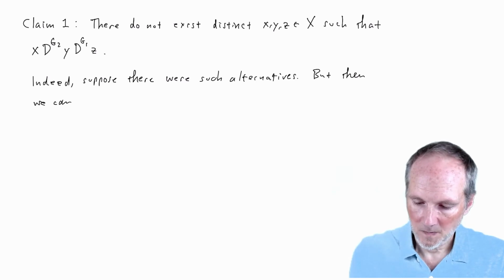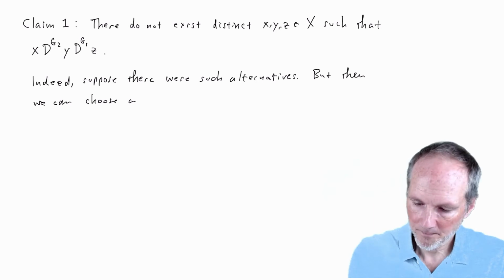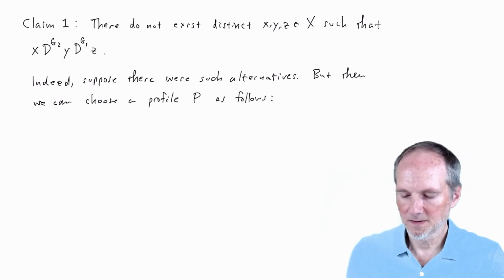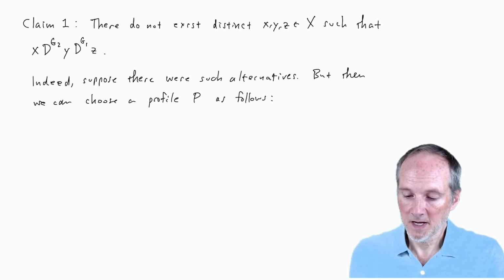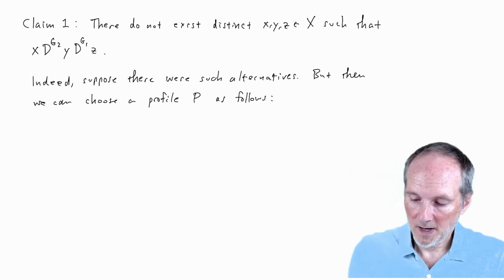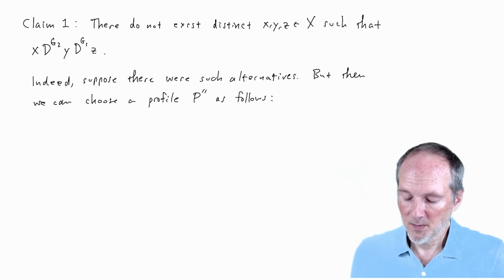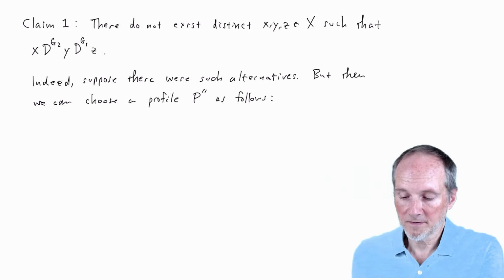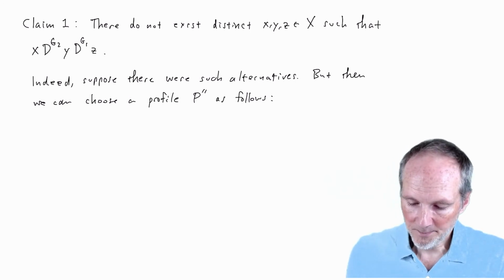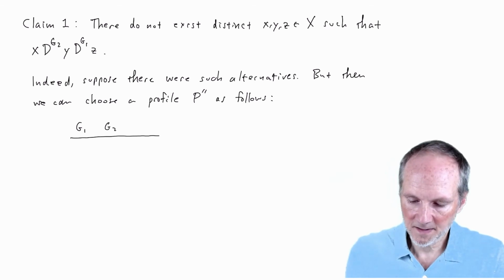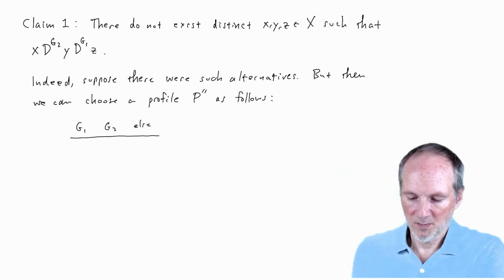And now I'm going to be choosing some more profiles, and I don't want to get the notation all mixed up. So this profile that I'm choosing now, I want to distinguish it. I've already used a prime, so this one will be a double prime. I'm going to choose a profile where the weak orders of the individuals look like so. Again, just for illustration, I'll pretend the members of G1 are first, and the members of G2 are next, and then everyone else I'll put at the end.